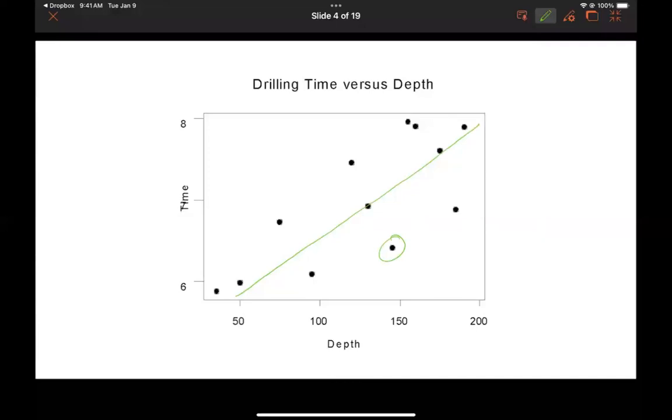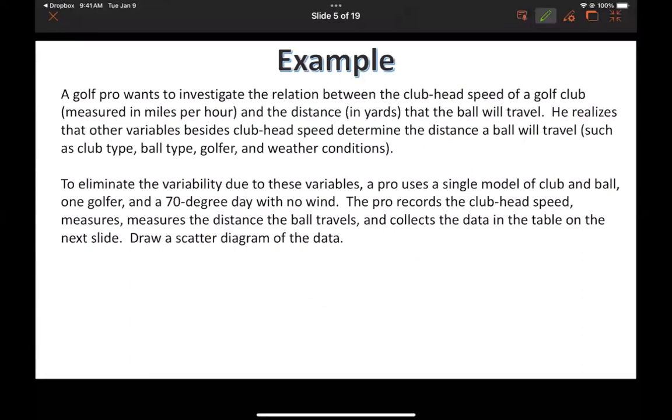And that's what we're looking at. We'll talk about what all that means in a little bit. But just notice that it has an upward trend. As the depth gets deeper, the time gets longer. All right.